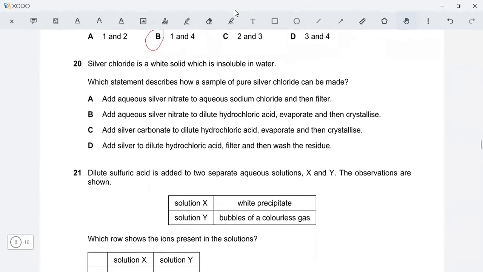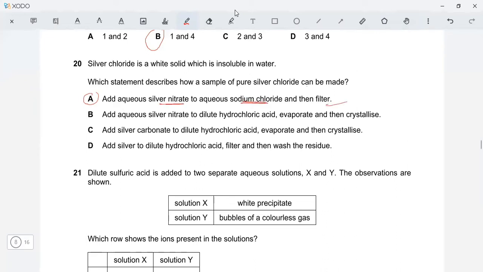Question 20. Silver chloride is a white solid which is insoluble in water. The statement describes how a sample of pure silver chloride can be made. It's very simple. What is the answer? Just from the first statement itself, we will get the answer. Add silver nitrate to aqueous sodium chloride and then filter it.